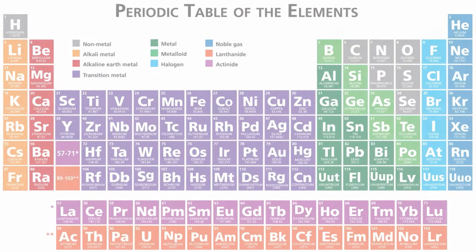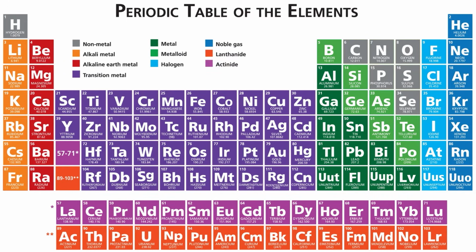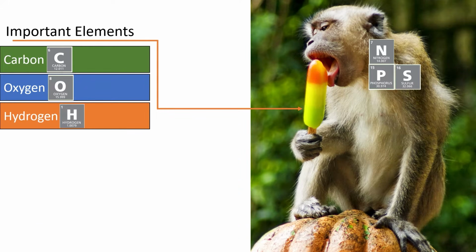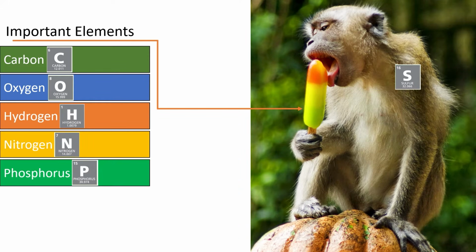If you look at the periodic table of elements, there are over 100 elements that are known to science. These elements have drastically different properties based on the number of protons and electrons they have. However, life on Earth relies heavily on only 6 of these elements. Specifically, life on Earth requires carbon, oxygen, hydrogen, nitrogen, phosphorus, and sulfur.